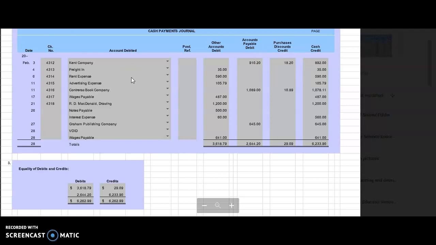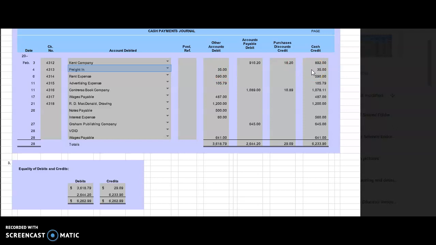And then on February 4th, you issued a check. So here's where it kind of gets a little tricky. You issued a check to Kirby Expense Company for freight charges. I think it's tempting to want to put Kent Company here, but that's not actually the account debited. We're actually going to be debiting our freight in. So we're going to write our freight in, that's going to be an other account, and then we're going to credit our cash for the $35.